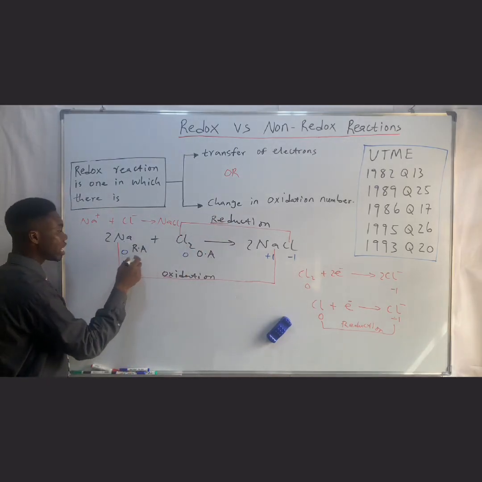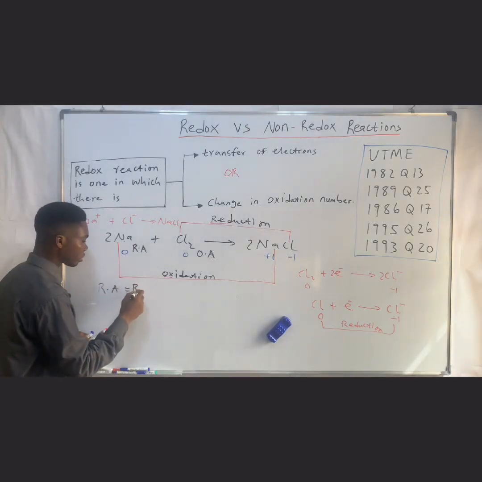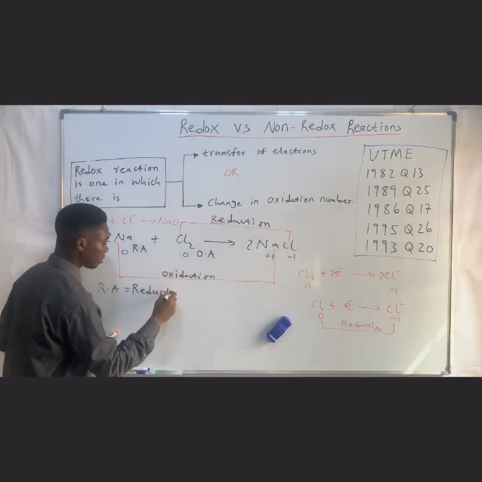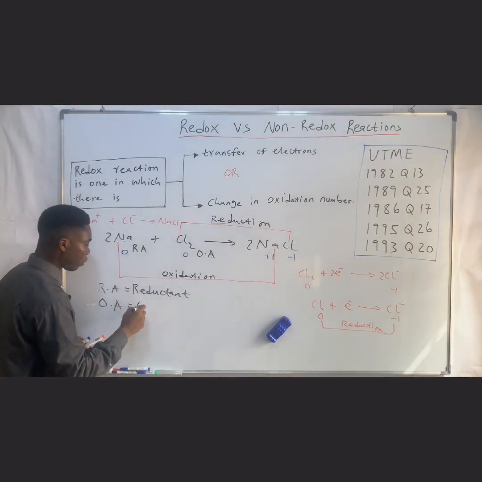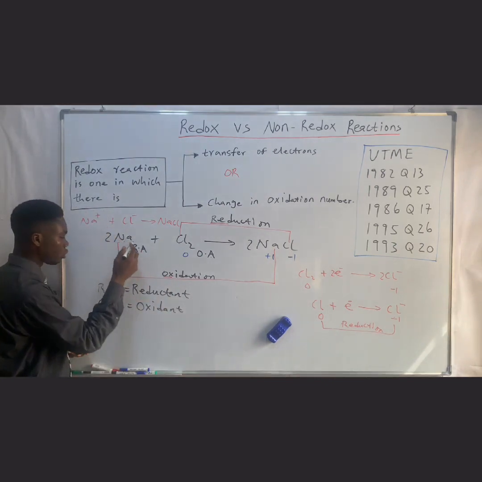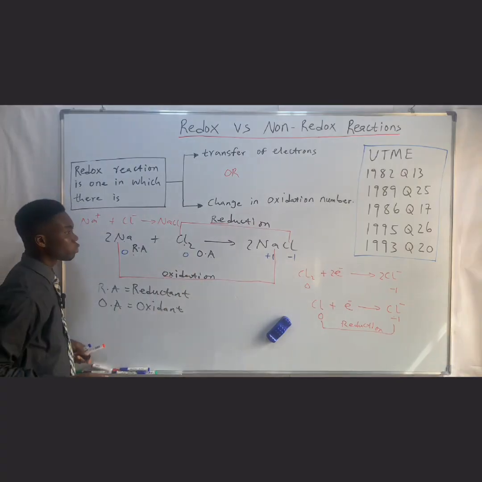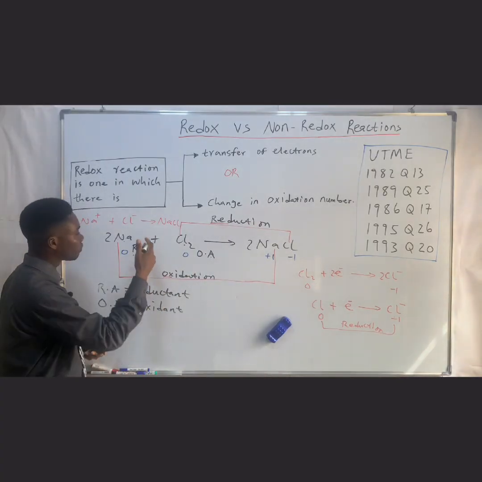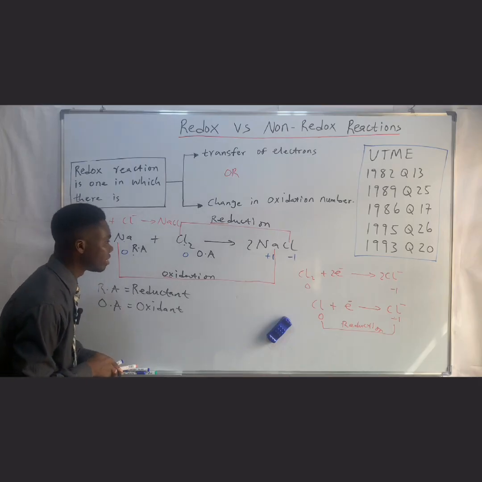Now, reducing agent is also called what? Reductant. Okay, reductant. Oxidizing agent is also called what? Oxidant. So which means I can call sodium reductant, I can call chlorine what? Oxidant. So you will be asked in your exam, which of the following is the what? Reducing agent, which of the following is the oxidizing agent?